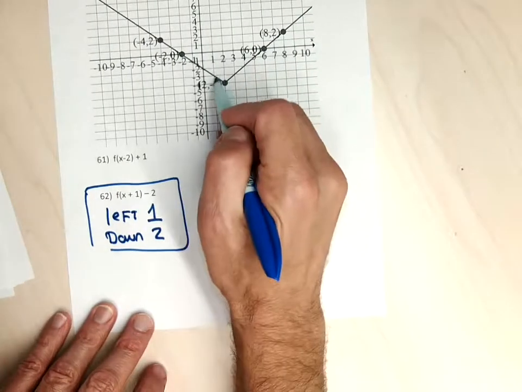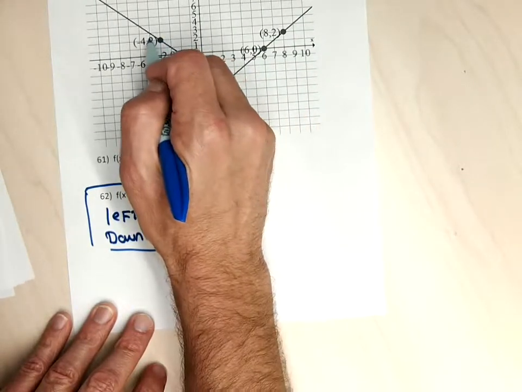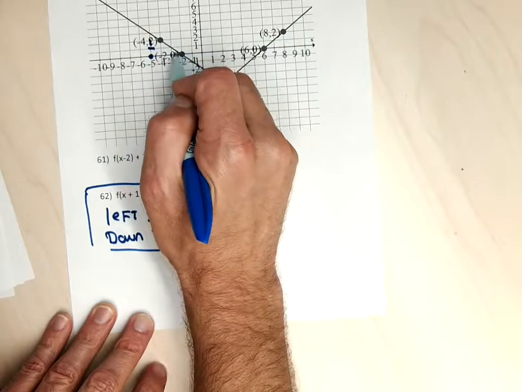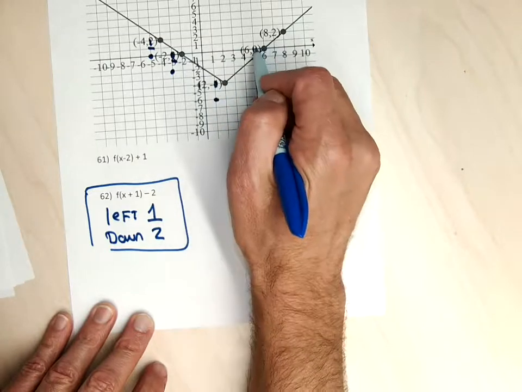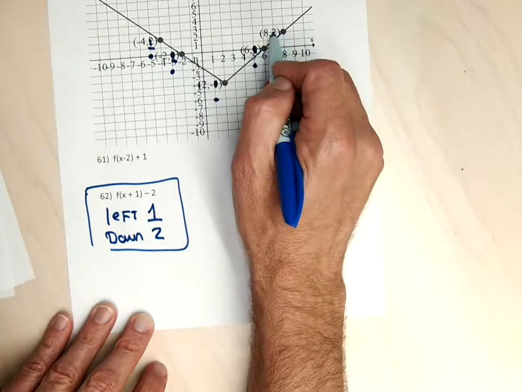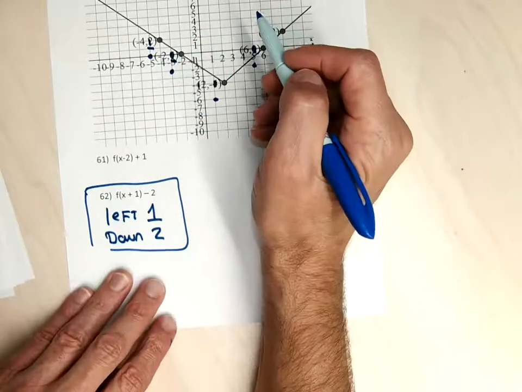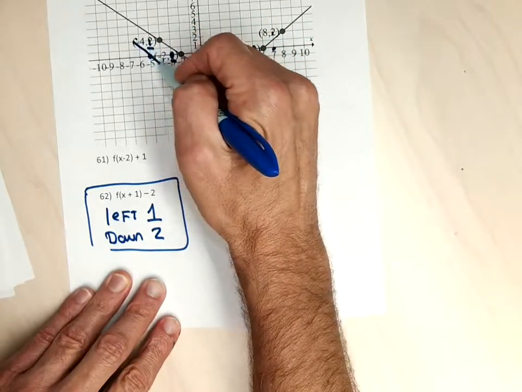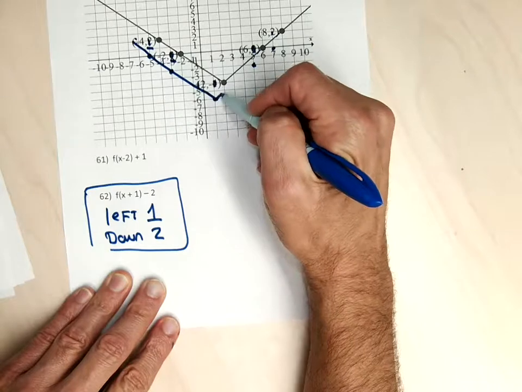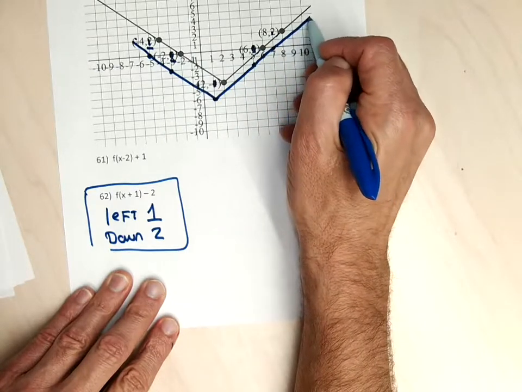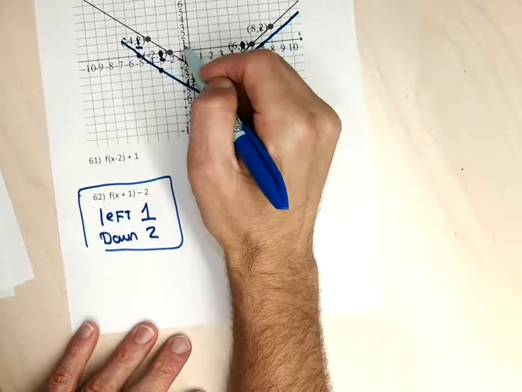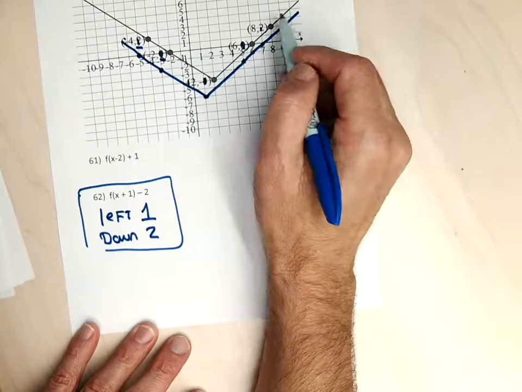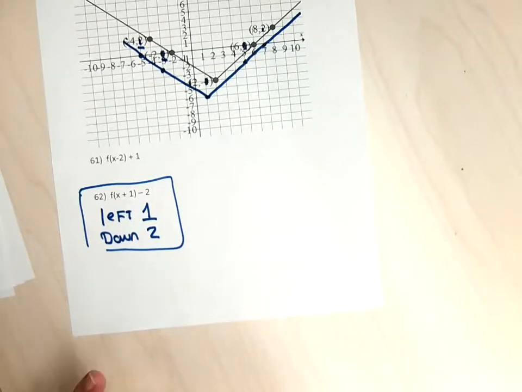So first point, move it left 1, down 2, and then left 1, down 2, left 1, down 2, left 1, down 2, left 1, down 2. I'm going to draw it best I can now. Left one, down two, left one, down two, left one, down two, left. Yeah, I did it correctly. I didn't think it was going to look like that, but I'll live with it.